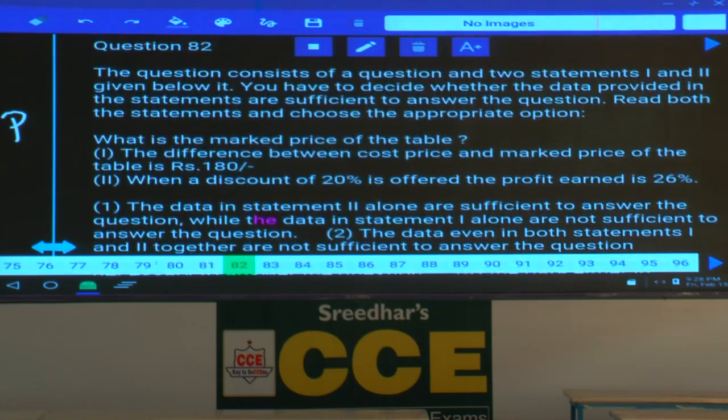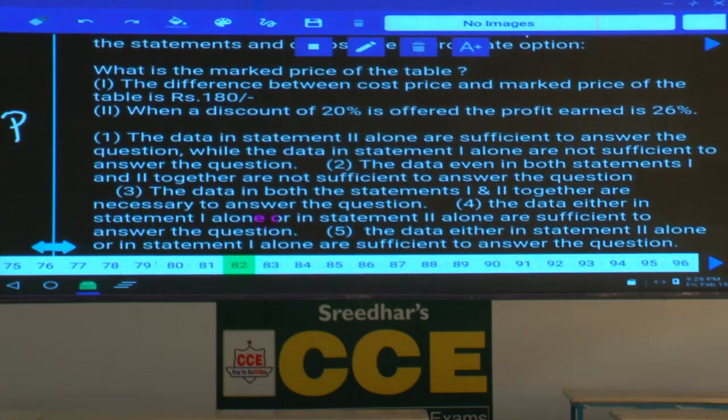Next, 82. What is the market price of the table? The difference between cost price and market price of the table is 180. Using this information, can we calculate market price? When a discount of 20% is offered, the profit earned is 26%. Using 2 alone, can we calculate? Come on. Using 2 alone, what can be calculated?